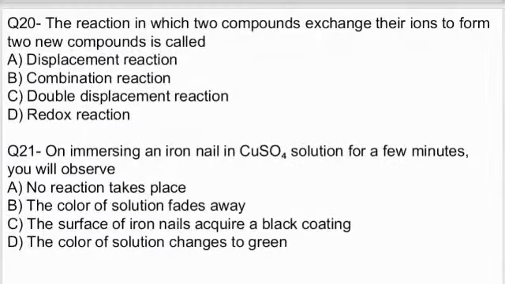The next question. The reaction in which two compounds exchange their ions to form two new compounds is called, the options are displacement reaction, combination reaction, double displacement reaction, redox reaction. The correct option is C, that is double displacement reaction.